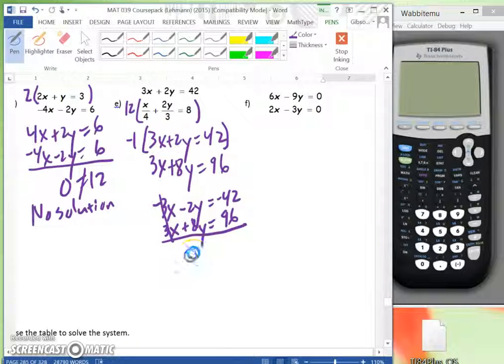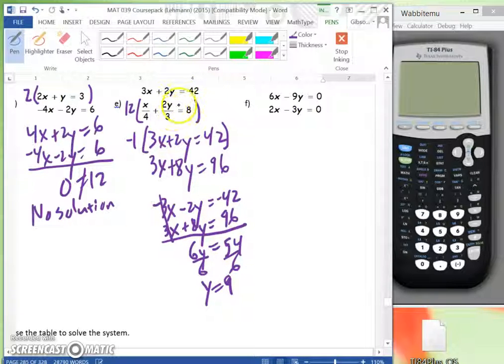So these 3x's will simplify out to 0. Negative 2y plus 8y is 6y. And negative 42 plus 96 is 54. We divide each side by 6, and y is 9. So now we have y equals 9.